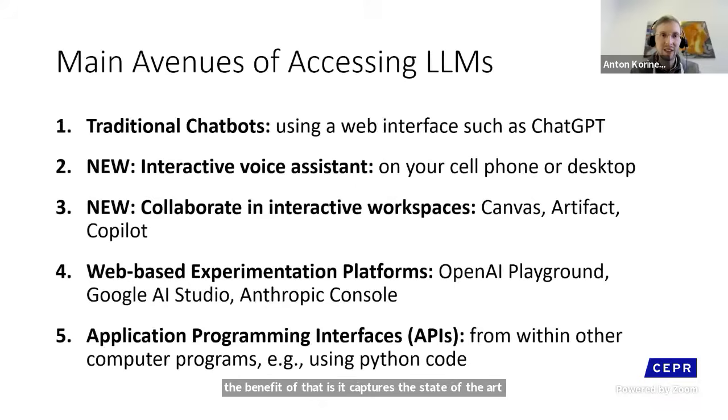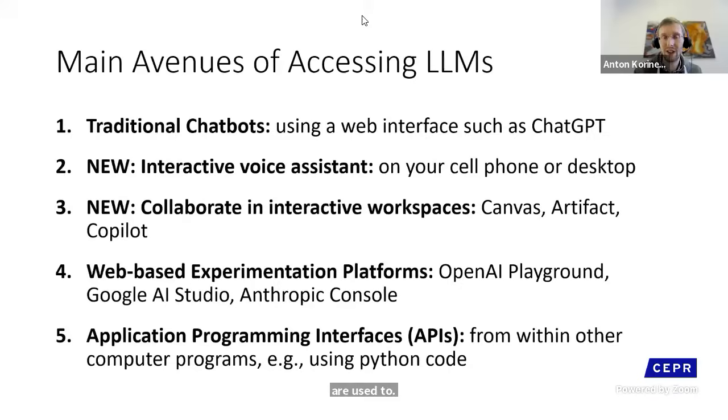All right. So what are the main avenues of accessing these large language models? The most traditional one, and that's the one for which a really slow internet connection is enough, is simply as a chatbot. So this is what all of us who have seen ChatGPT are used to. And that's very powerful. And frankly, that's the way how I spend most of my time using these models.